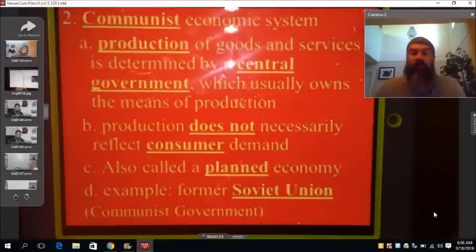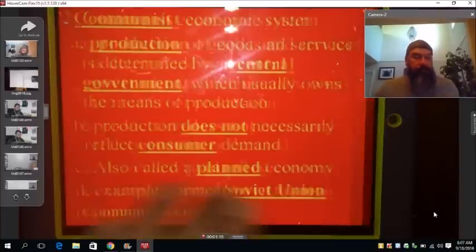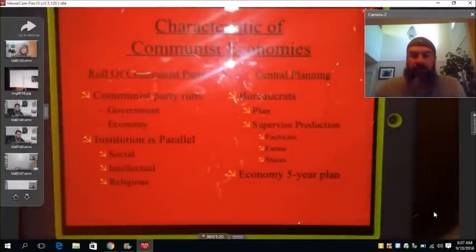Examples of these are the former Soviet Union, which was a communist government. In this government, there are a lot of fear quotas. Those are other characteristics that are part of it as well. The government has total control, and there is a lot of poor quality and no choices. Factories, businesses, farms, and citizens are all owned by the government. All right, the characteristics, there they are right there.